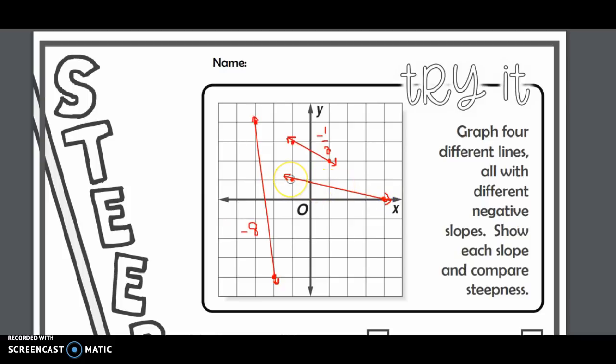If you remember, rise over run, which means we count the up and down first. So I go down 1 over 1, 2, 3, 4, 5. My slope is -1/5.